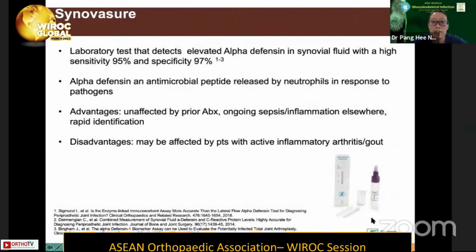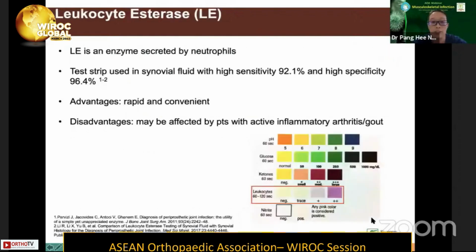Alpha defensin is getting very popular nowadays. However, it's expensive. The advantages are that the test is unaffected by prior antibiotics, ongoing sepsis and inflammation, and there's rapid identification. Within 10 minutes, you will have results. Unfortunately, the results may be affected by patients with active inflammatory arthritis and gout. This will give you false positive readings, or if you have a bloody tap, that would also give you false positive readings.